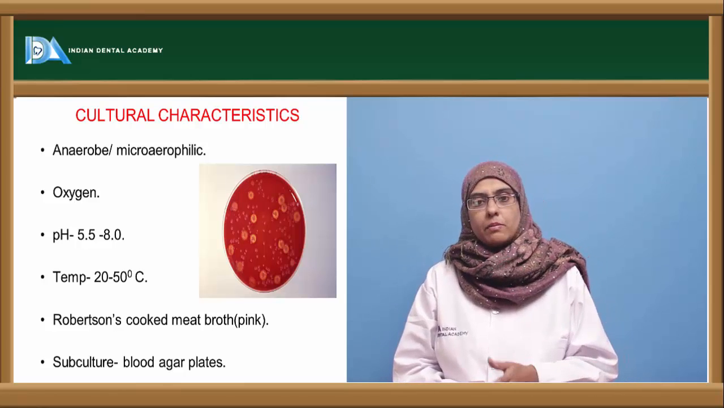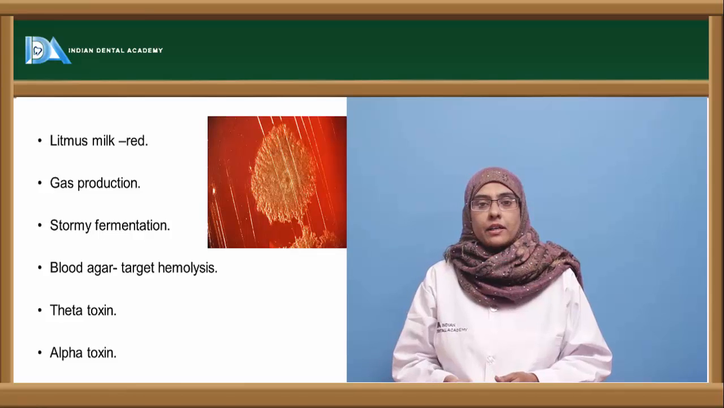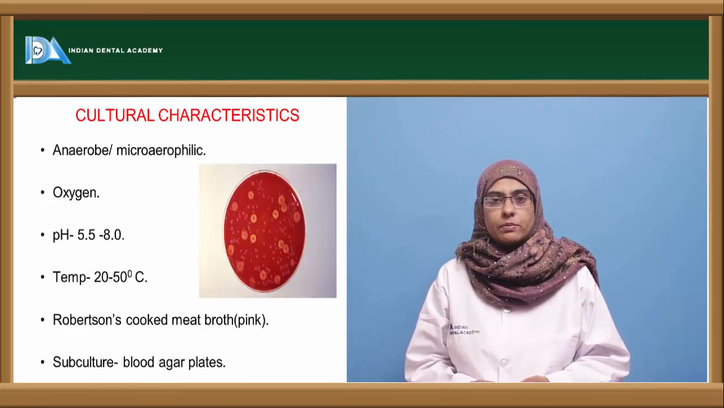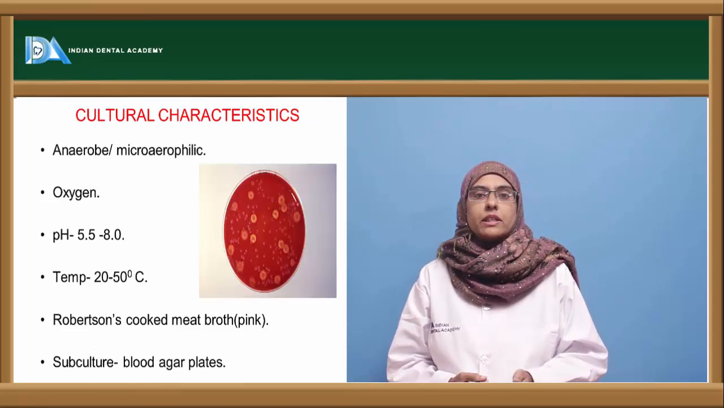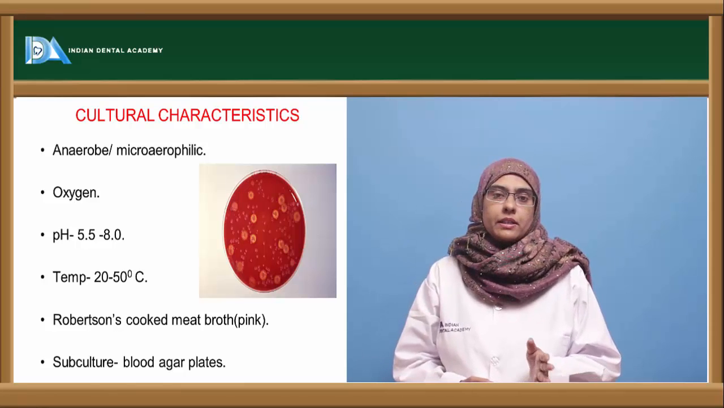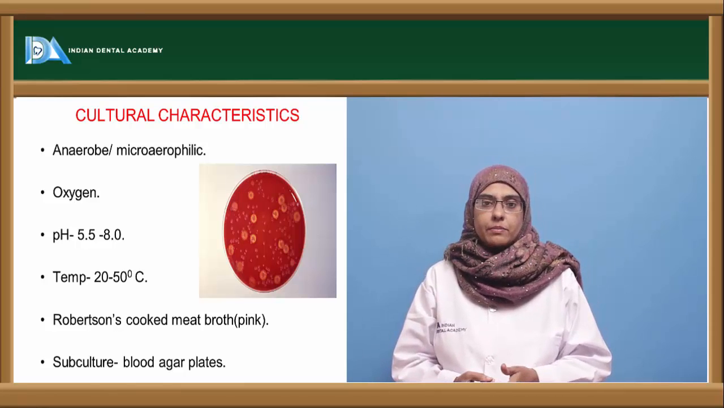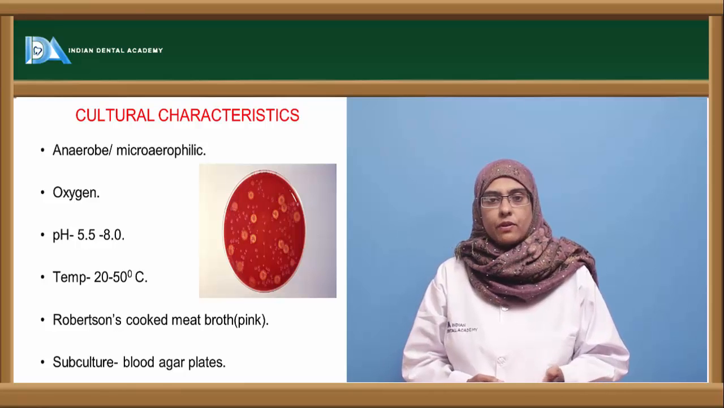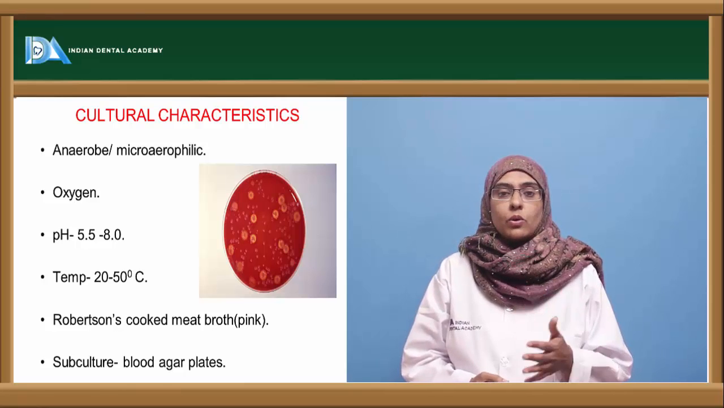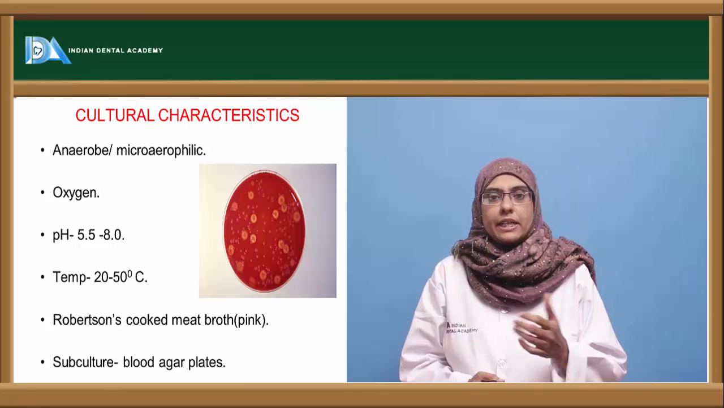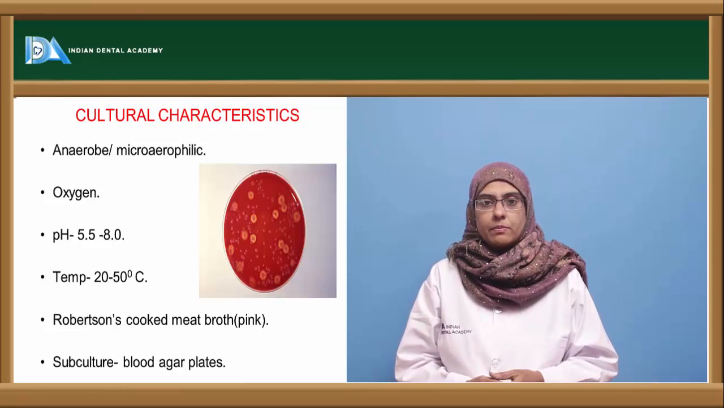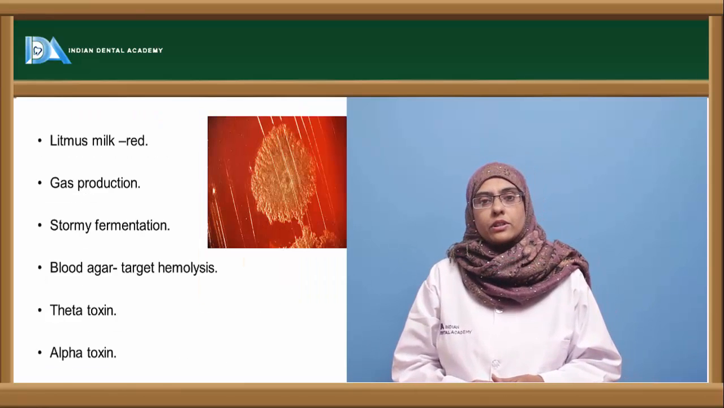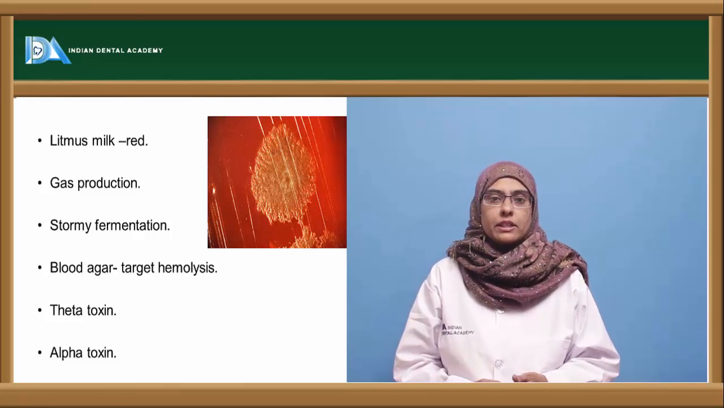You can subculture them on blood agar plates. Now, when grown in Robertson's cooked meat media, they usually turn the media pink, and they do not have the ability to digest the meat. You can see acid formation and a sour odor coming out of that media, indicating the presence of Clostridium perfringens. In lactose milk, you can grow this organism.